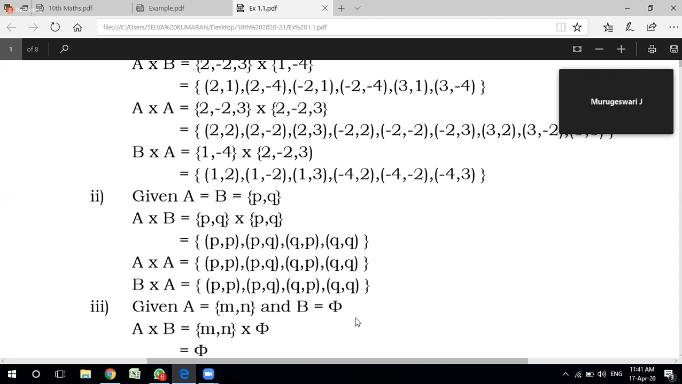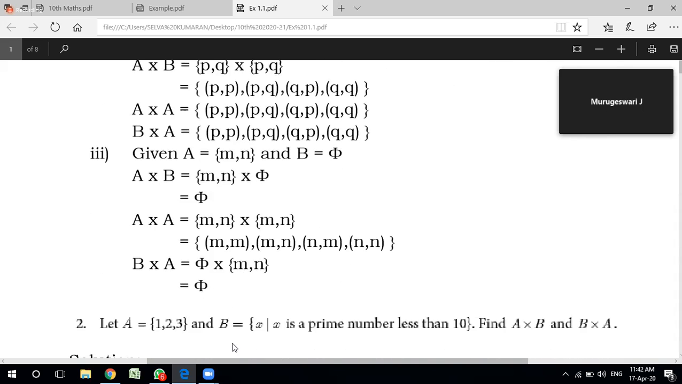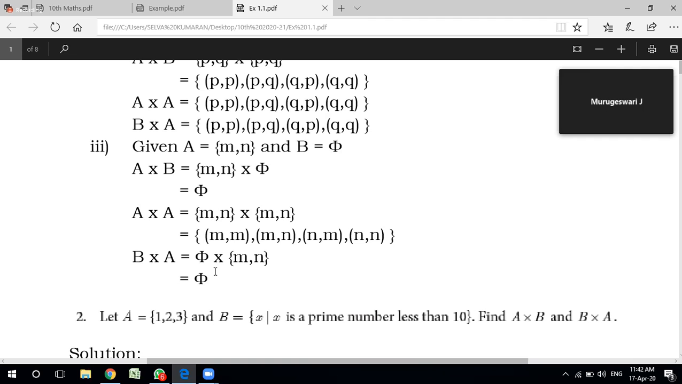Then how many elements are in A cross B? 0 into 2, 0 only. So they are empty sets. In the notes we already saw A cross B is an empty set means any one of the sets is empty. Here one set is empty. Therefore A cross B is also empty. And B cross A is also empty because B is empty. So if any one of the sets is empty, the product is also empty.